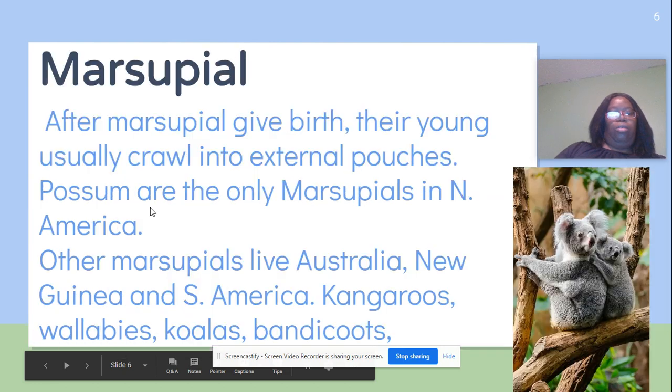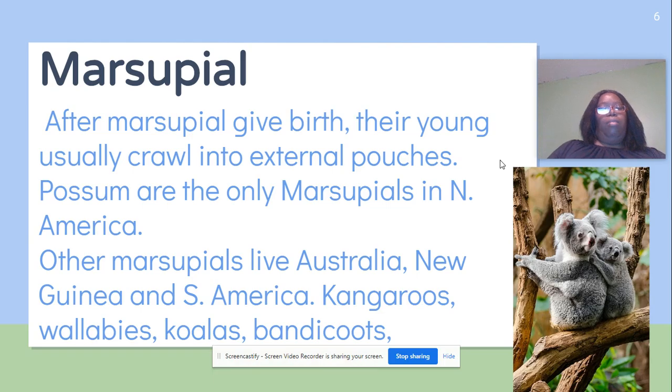Next, we have marsupials. After marsupials give birth, their young usually crawl into external pouches. Possums are the only marsupials in North America. Other marsupials live in Australia, New Guinea, and South America. We have kangaroos, wallabies, koalas, and bandicoots.